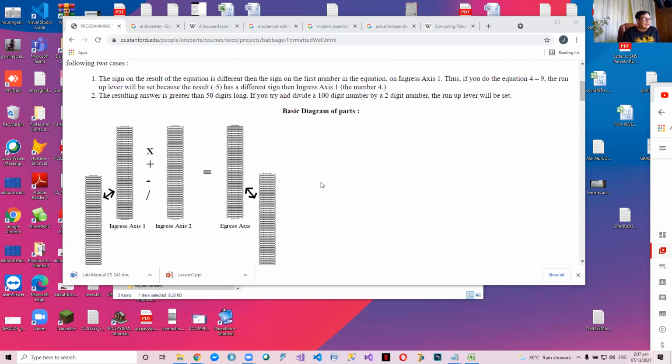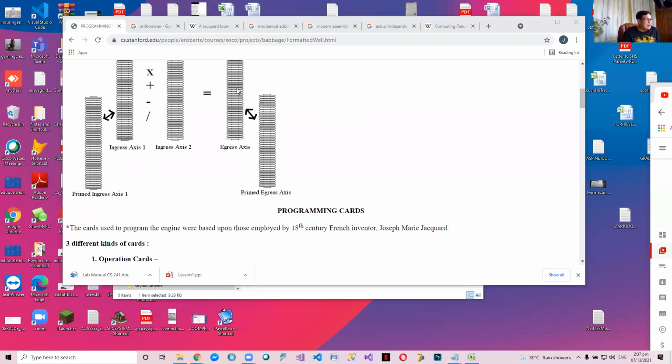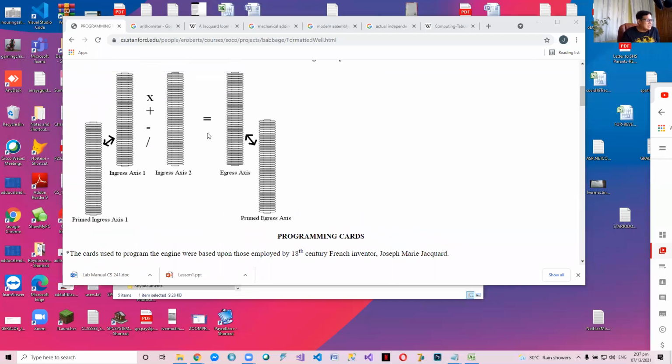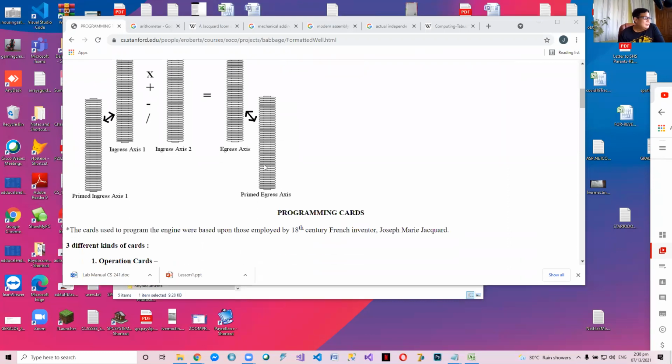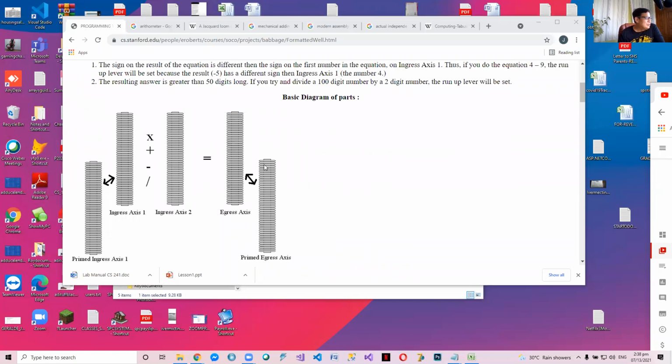Anong ibig sabihin ng set? If it's non-zero. Do you follow? If the egress axis is non-zero, the run-up lever will know that this is a 0 or not. Okay? Now, in binary, we say a set is 1, a reset is 0. But in decimal, we say a set is a non-zero because we have several digits, and a reset is 0. Do you follow?